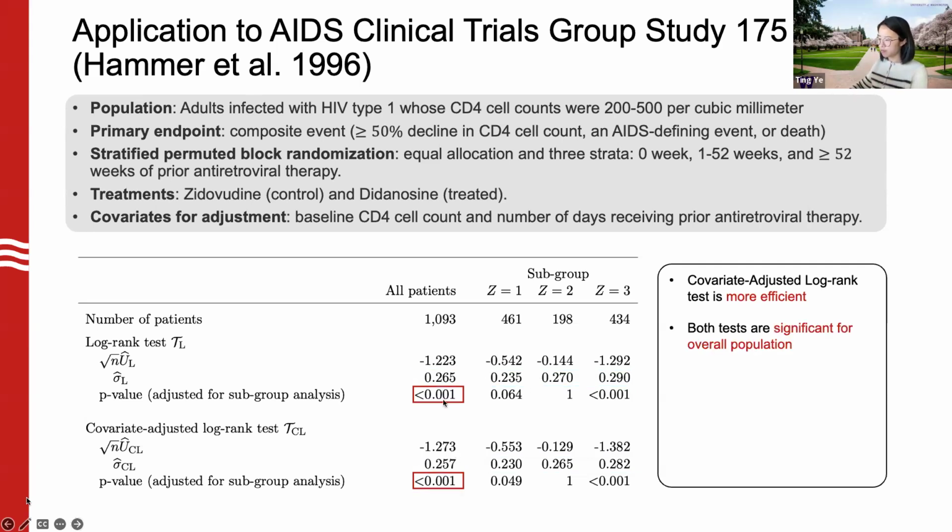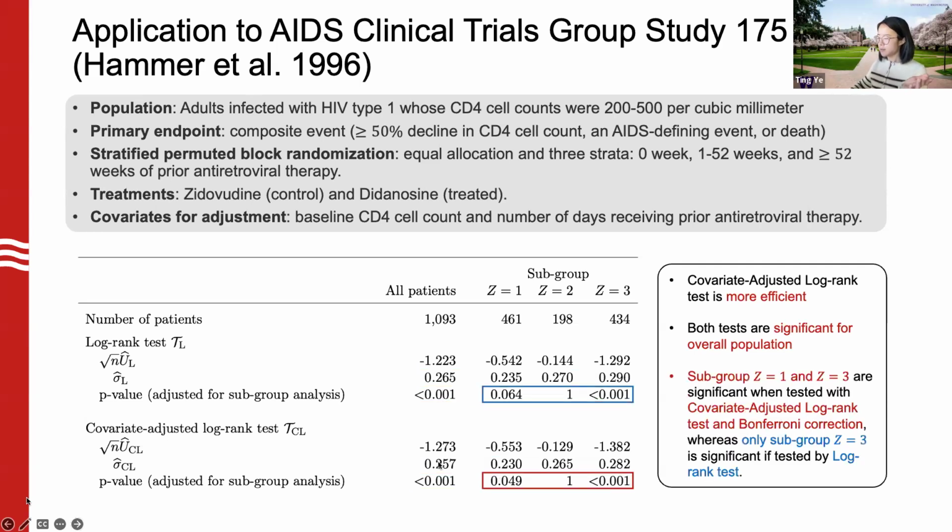And then, the overall is quite significant, so both tests are significant. But if we consider subgroup analysis with Bonferroni correction, then there's actually gain from doing the covariate adjusted log rank test. This has more significance than the unadjusted ones.